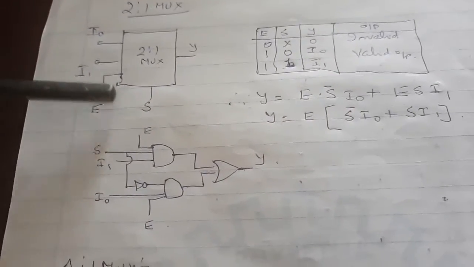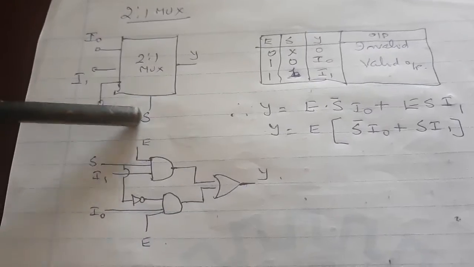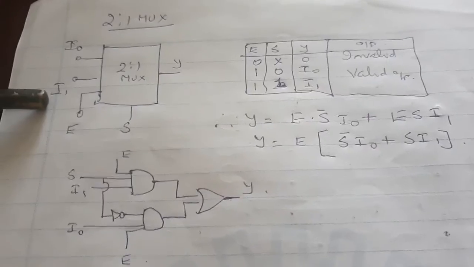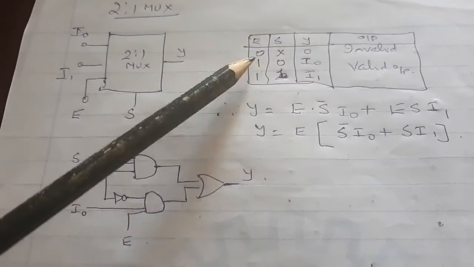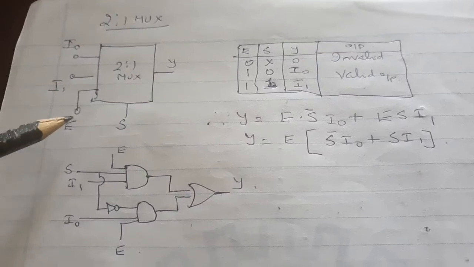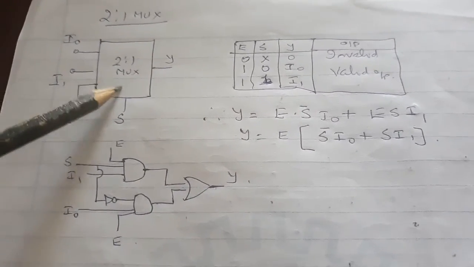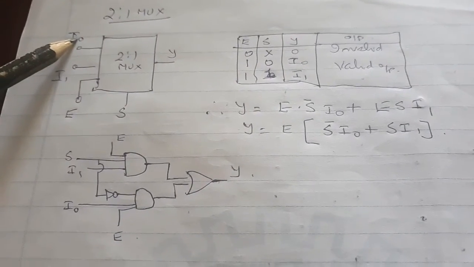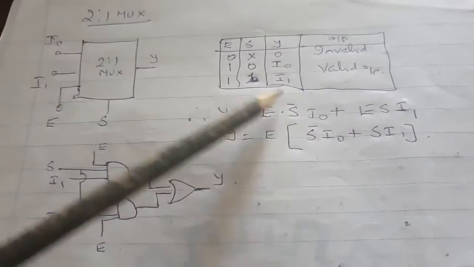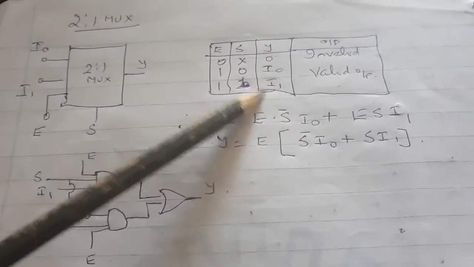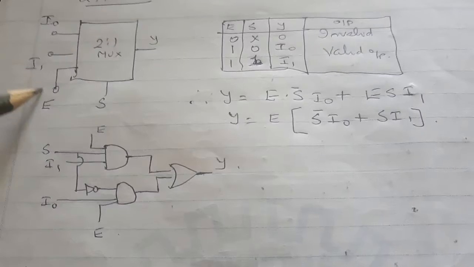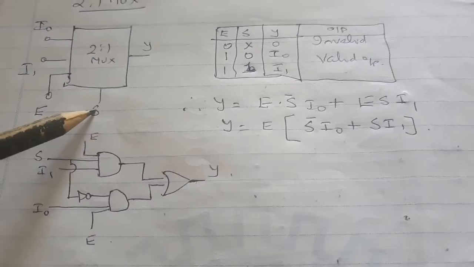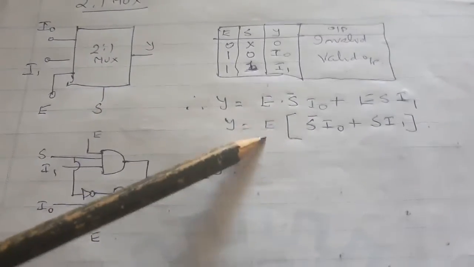2 to 1 MUX I am starting with. In a 2 to 1 MUX, you have only one selection line, S, and I0 and I1, 2 inputs. So you can see here, and enable is the pin. Whenever the enable pin is logically high only, this MUX will operate. If the selection line is 0, I0 will be selected. If the selection line is 1, I1 will be selected. This is the valid output. Therefore, the output will be enable pin, S bar, I0, plus enable pin, S, I1. So that is the equation of the MUX.